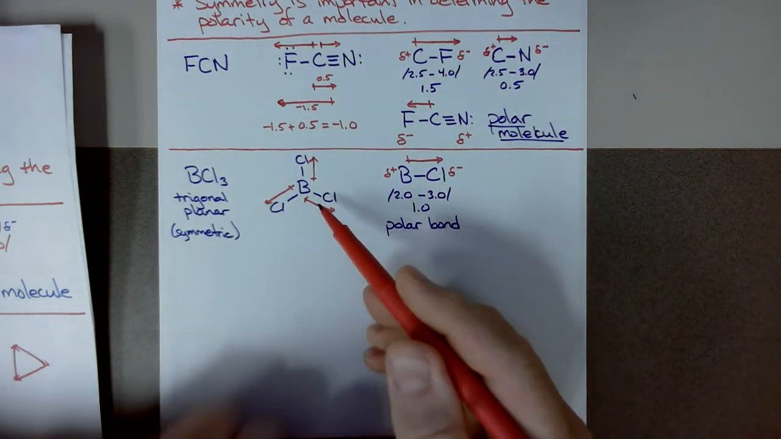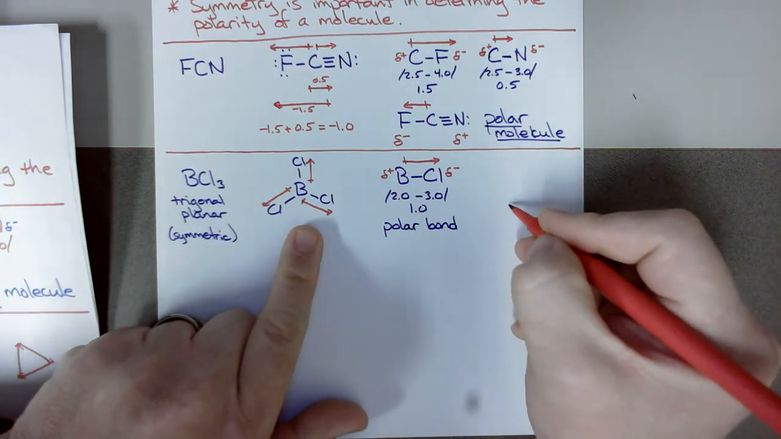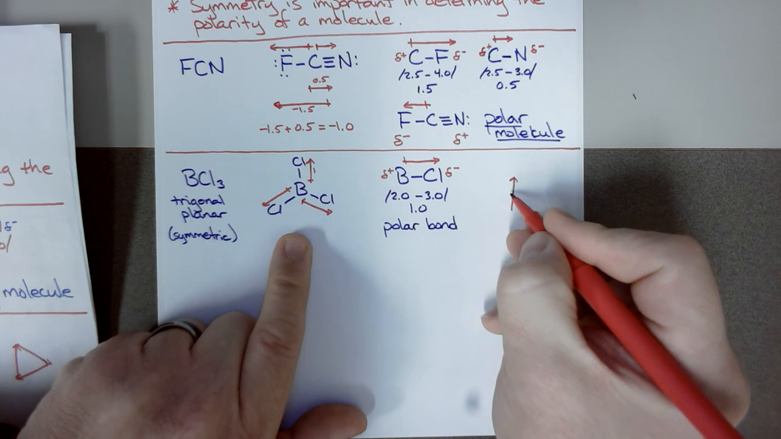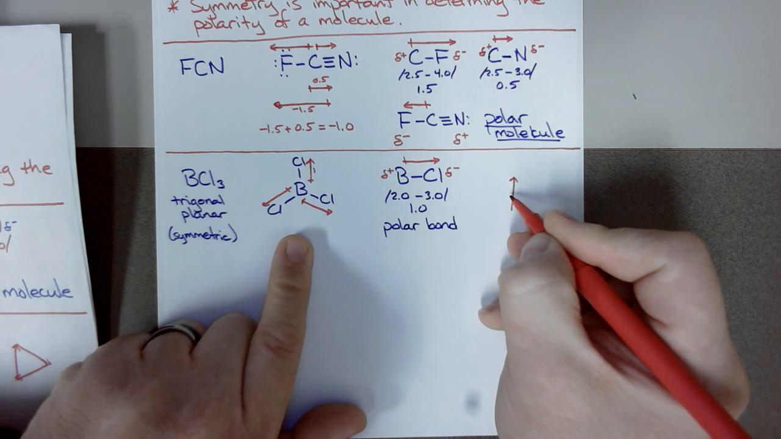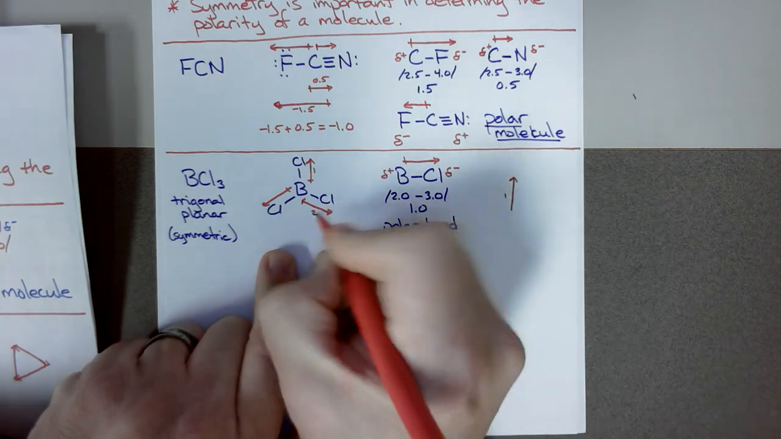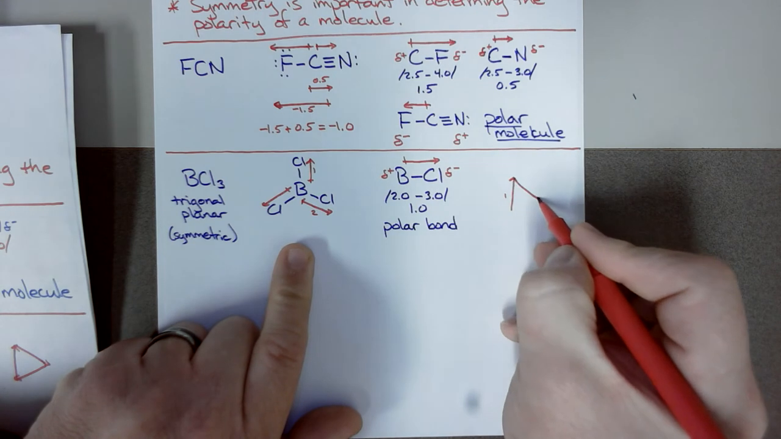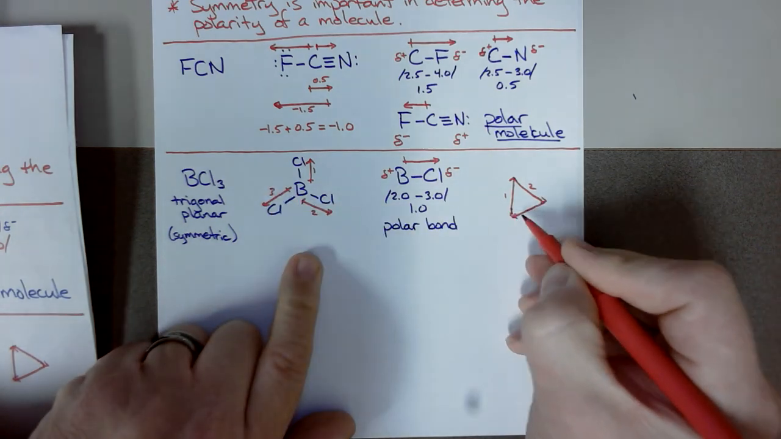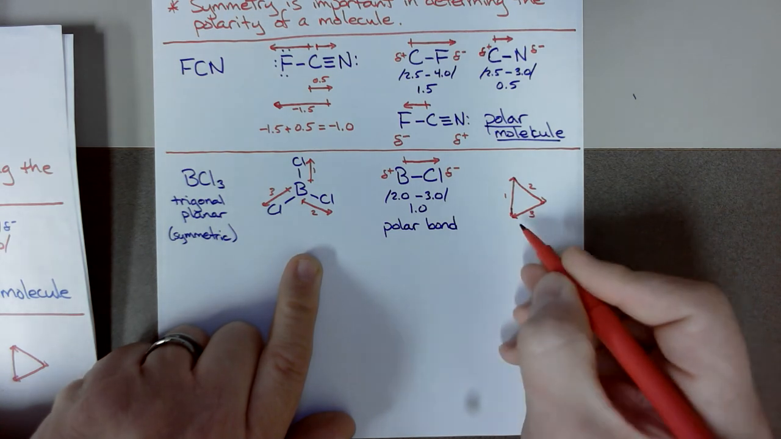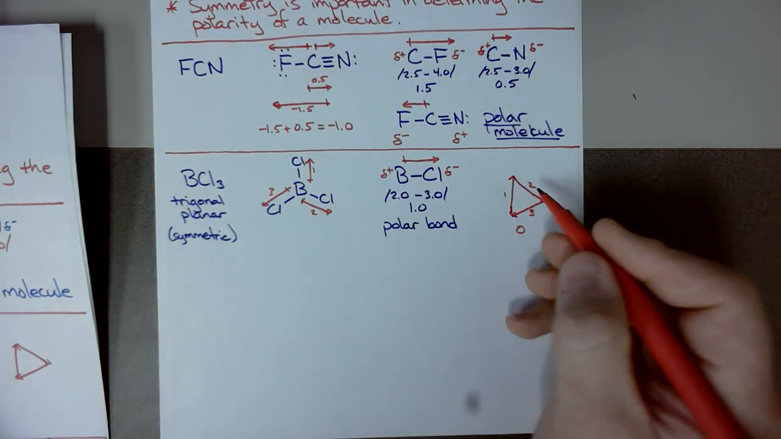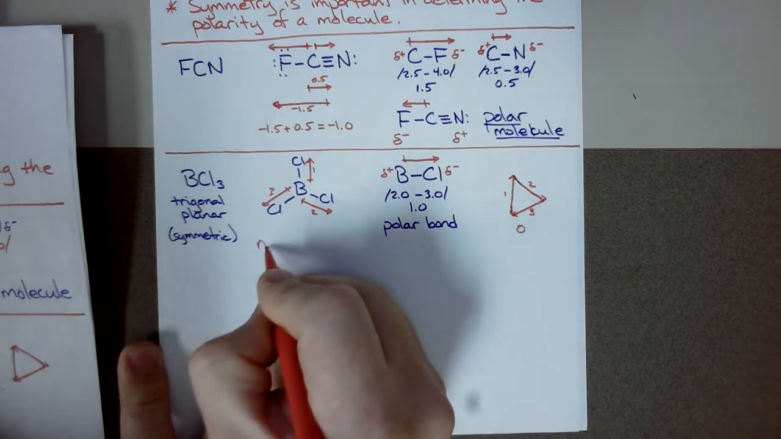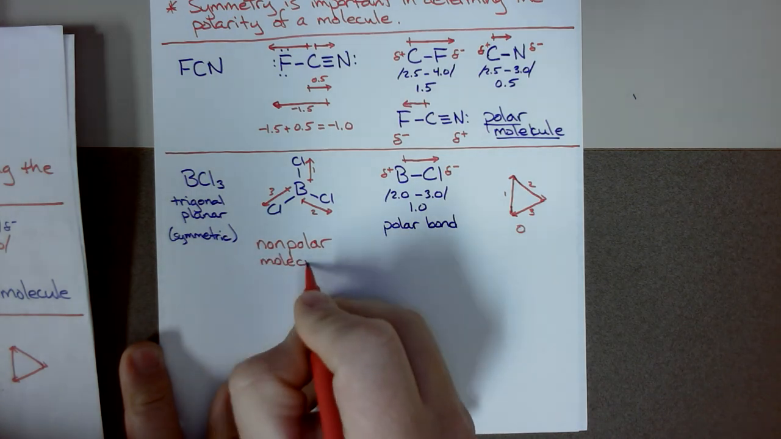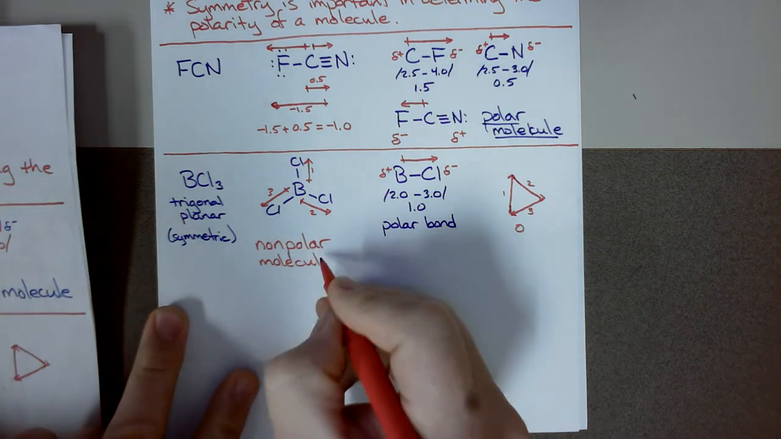If I draw a vector addition diagram over here, we have one vector going straight up. That's this vector here, we'll call that 1. Then we have vector 2 at 120 degrees going in this direction, and vector 3 at 120 degrees in this direction. They all end up meeting, and they add up to 0, because they all end up in the same place. So this is a non-polar molecule, even though it has polar bonds. This is a nonpolar molecule with polar bonds.